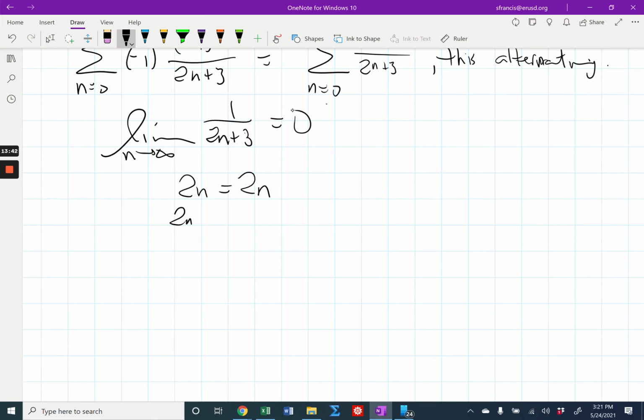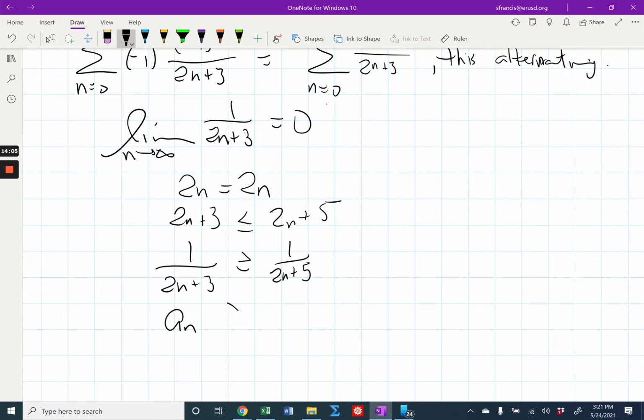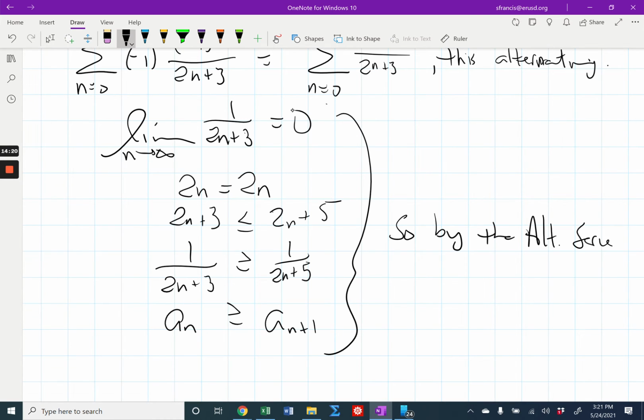But if I do this, this is true. This is true. And so, whoops, that should be a 5 right there. This is a sub n. This is a sub n plus 1. And then all of this tells me decreasing to 0. So by the alternating series test, the series converges.